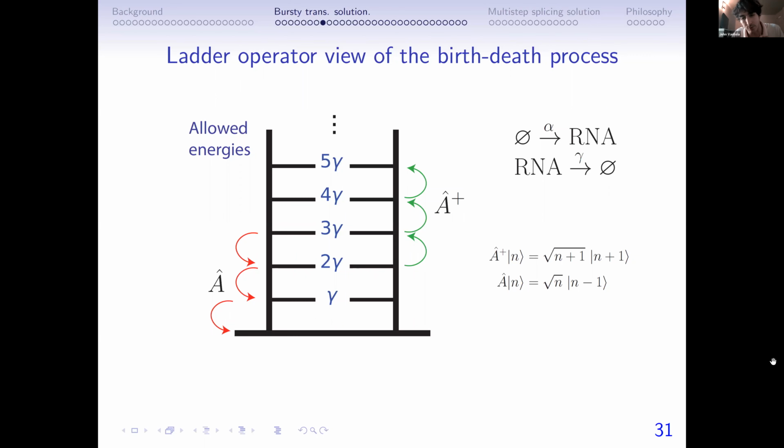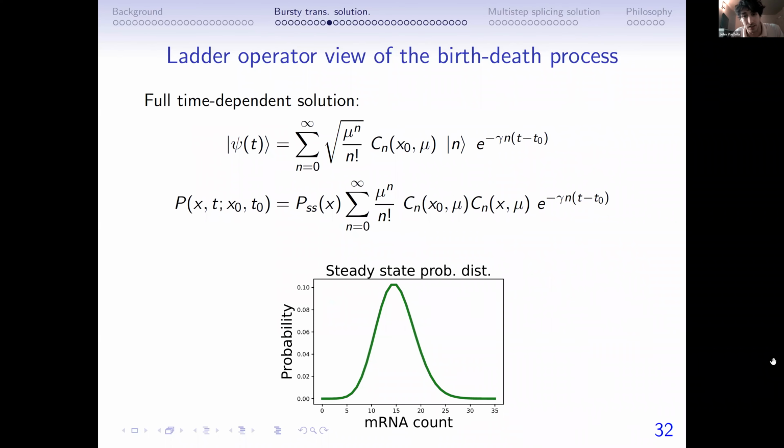And for technical reasons, it turns out to be a very nice thing to have, because if you have some calculation, what it really turns into in terms of this framework is just doing some algebra. And so it's just a hop, skip, and a jump away once you define these things to fully solve the problem. Here's the solution. It's complicated. Don't worry about it too much. At steady state, it just reduces to a Poisson distribution.